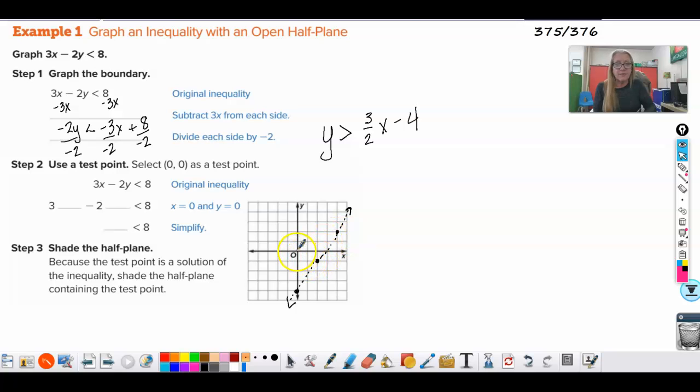And normally, if it's available to you, 0, 0 is a great test point. So if we were going to use the point 0, 0 as our test point, that means that both x and y would be zeros. So we plug it into the equation and see if it makes a true statement.